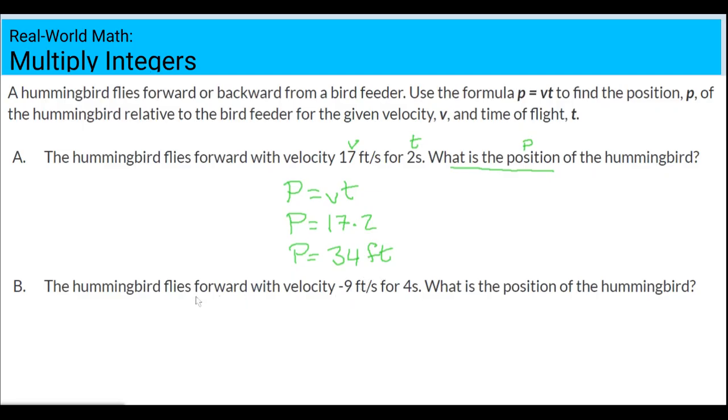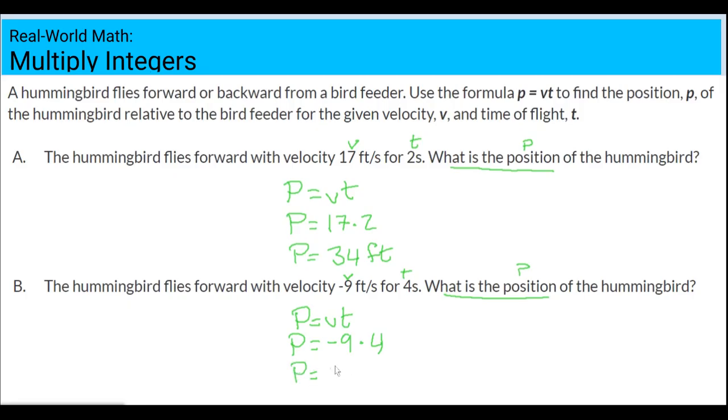And what about the next one? The hummingbird flies forward with a velocity of -9 feet for 4 seconds. What is the position of the hummingbird, the P? Same thing. Pause the video. See if you can plug those numbers into the formula and solve. All right. Again, P equals VT. We need to know what is the position of the hummingbird. The velocity is -9 and the time is 4 seconds. So -9 times 4.